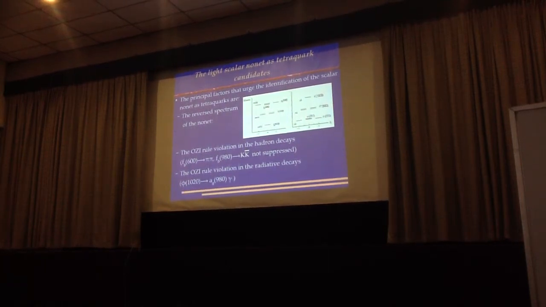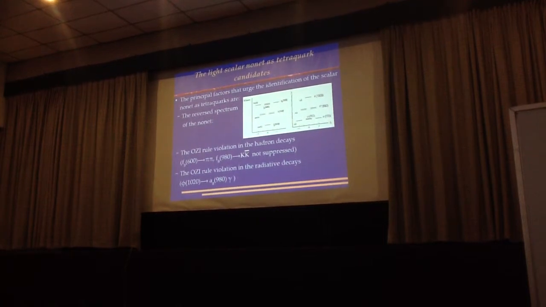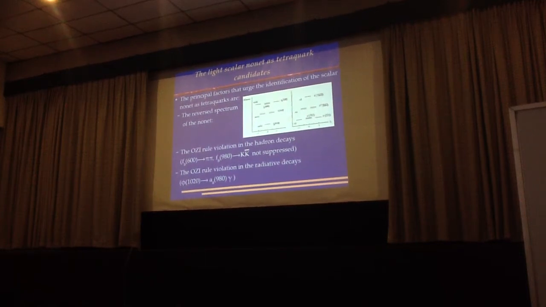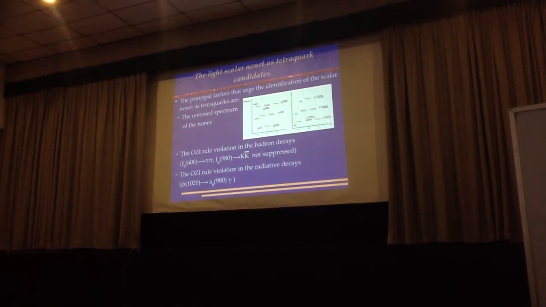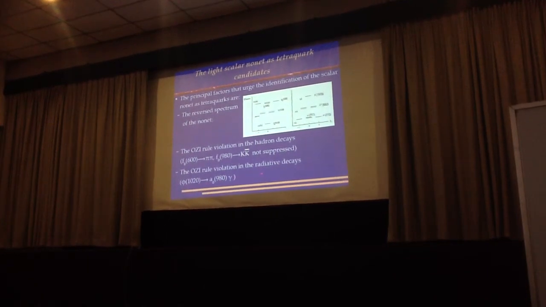Then there are also other reasons, that are the decays. For example, we see that the f0 980 and a0 980 can decay in K K-bar, and this is a clear violation of the Okubo-Zweig-Iizuka rule, because if it was a normal meson, it would have only non-strange quarks, so it would not decay in strange mesons. Then the same can be said for the f0 600 and for the relative decays.